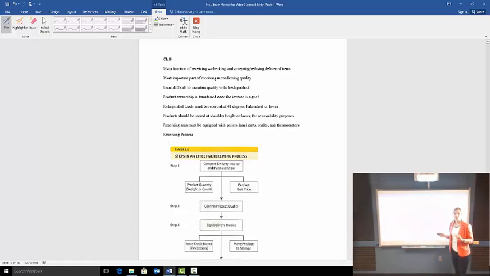Hello everyone, and to wrap up Chapter 8, the main function of purchasing is checking and accepting or refusing deliveries of items. Very important function of the operation. The most important part of receiving is actually confirming the quality. This is especially important with produce. It's difficult to maintain quality with fresh product.